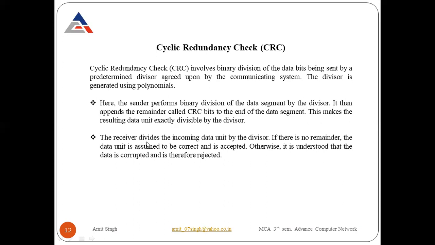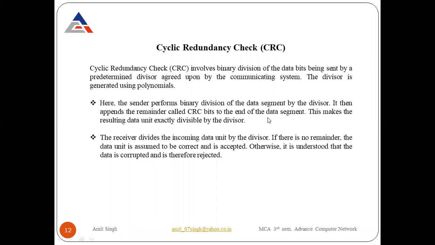At the receiver side, the receiver divides the incoming data unit by the divisor. If there is no remainder, the data unit is assumed to be correct and is accepted. Otherwise, it is understood that the data is corrupted and therefore it is rejected. So the receiver receives the data and divides it again with the predefined divisor. If the remainder is zero, they accept the data. Otherwise, they reject it.